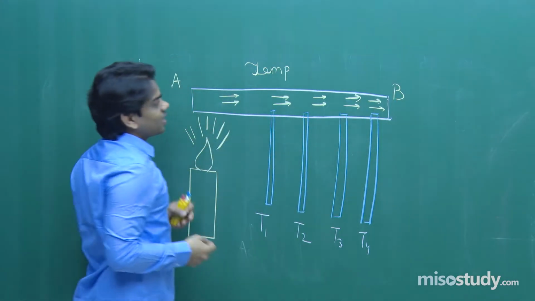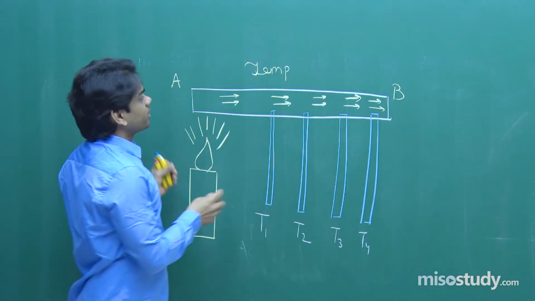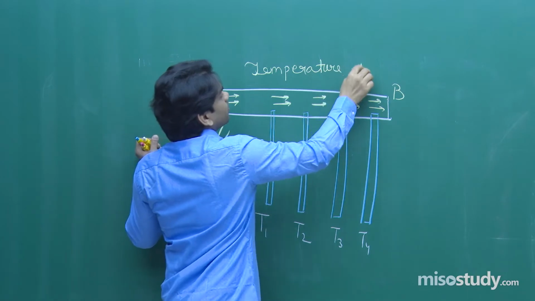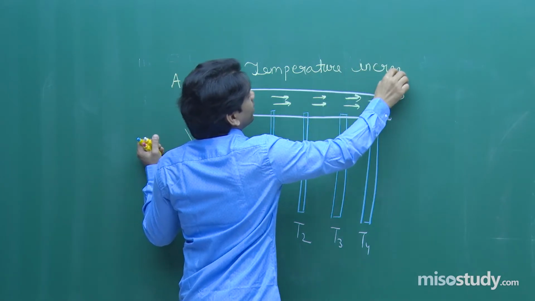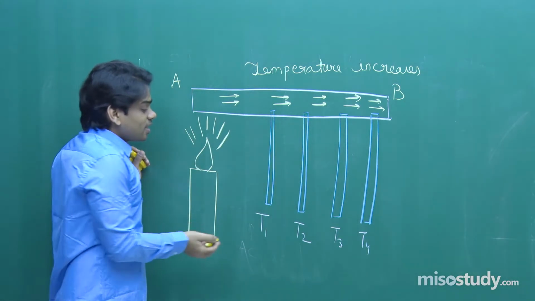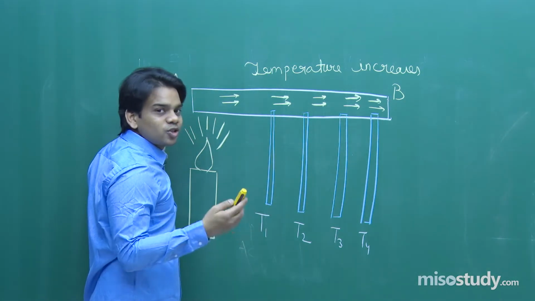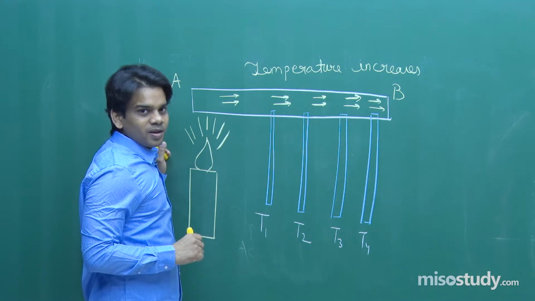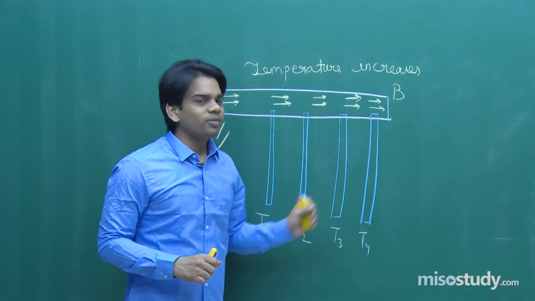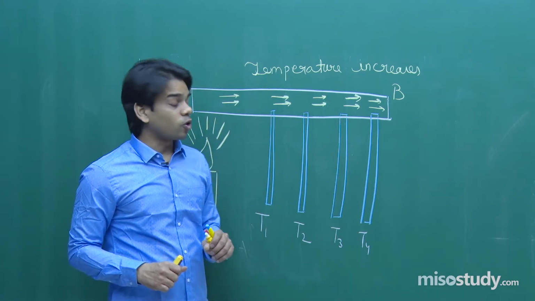So temperature will start increasing from end A to end B. Temperature increases as you move from left end to right end. When temperature increases, that means this thermometer will start showing a rise in temperature. But still, this part, till the time heat flows, will have lower temperature. This is what we're going to observe.